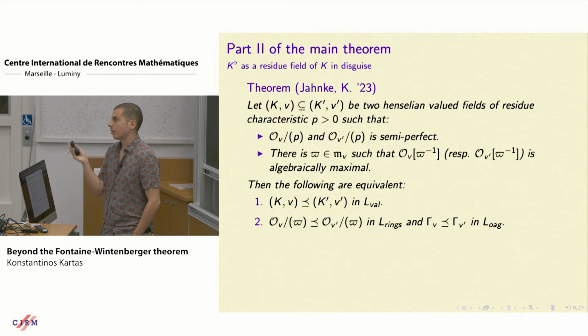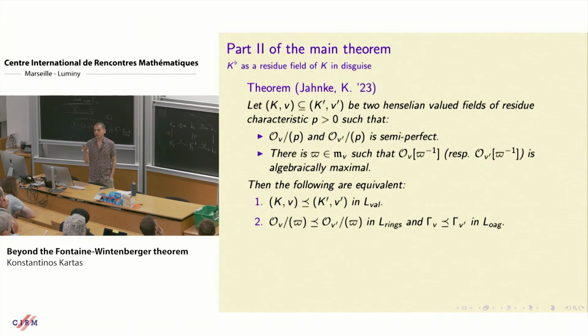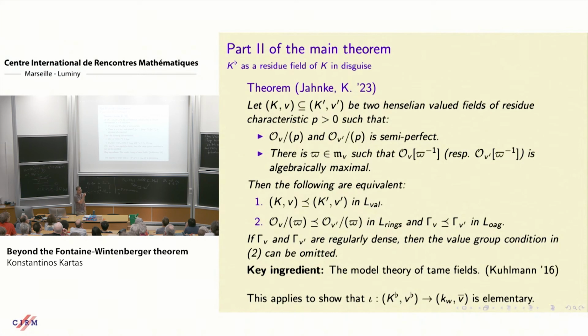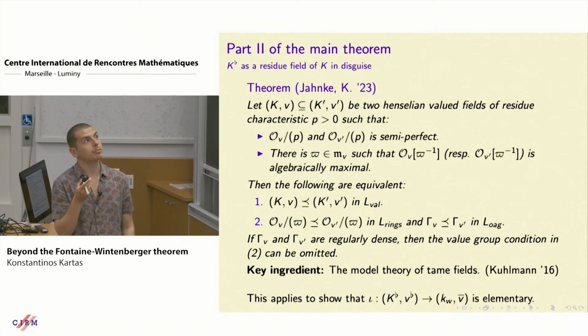Yes, in the case of unramified mixed characteristic Henselian fields, this would be a classical statement, for instance. Then for var pi equals p, let's say, this would be just the usual story. O mod var pi would be the residue field. But actually, if gamma and gamma prime are regularly dense, then the value group condition in 2 can be omitted.